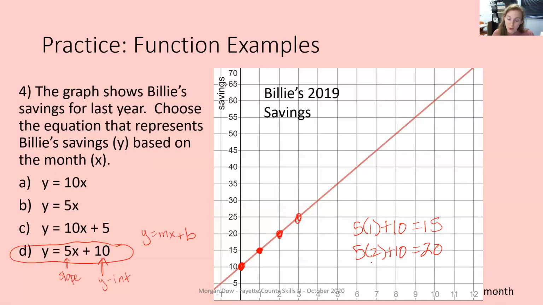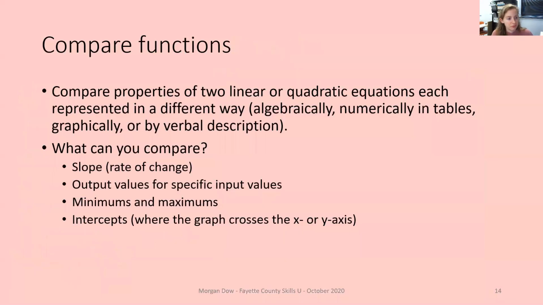March, she's at 25, right? 5 times 3 plus 10 would give us $25. So choice D corresponds to the information that we see on this graph here.